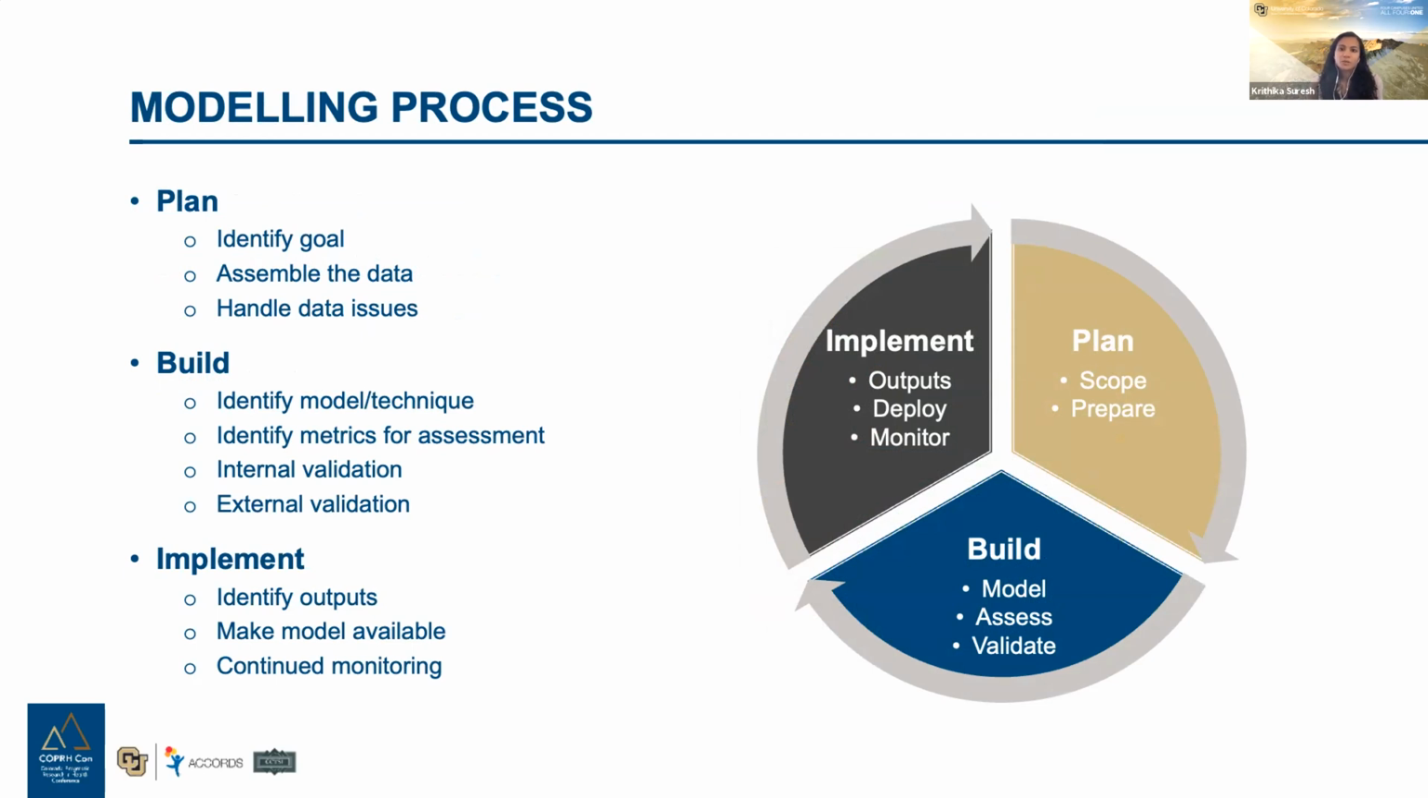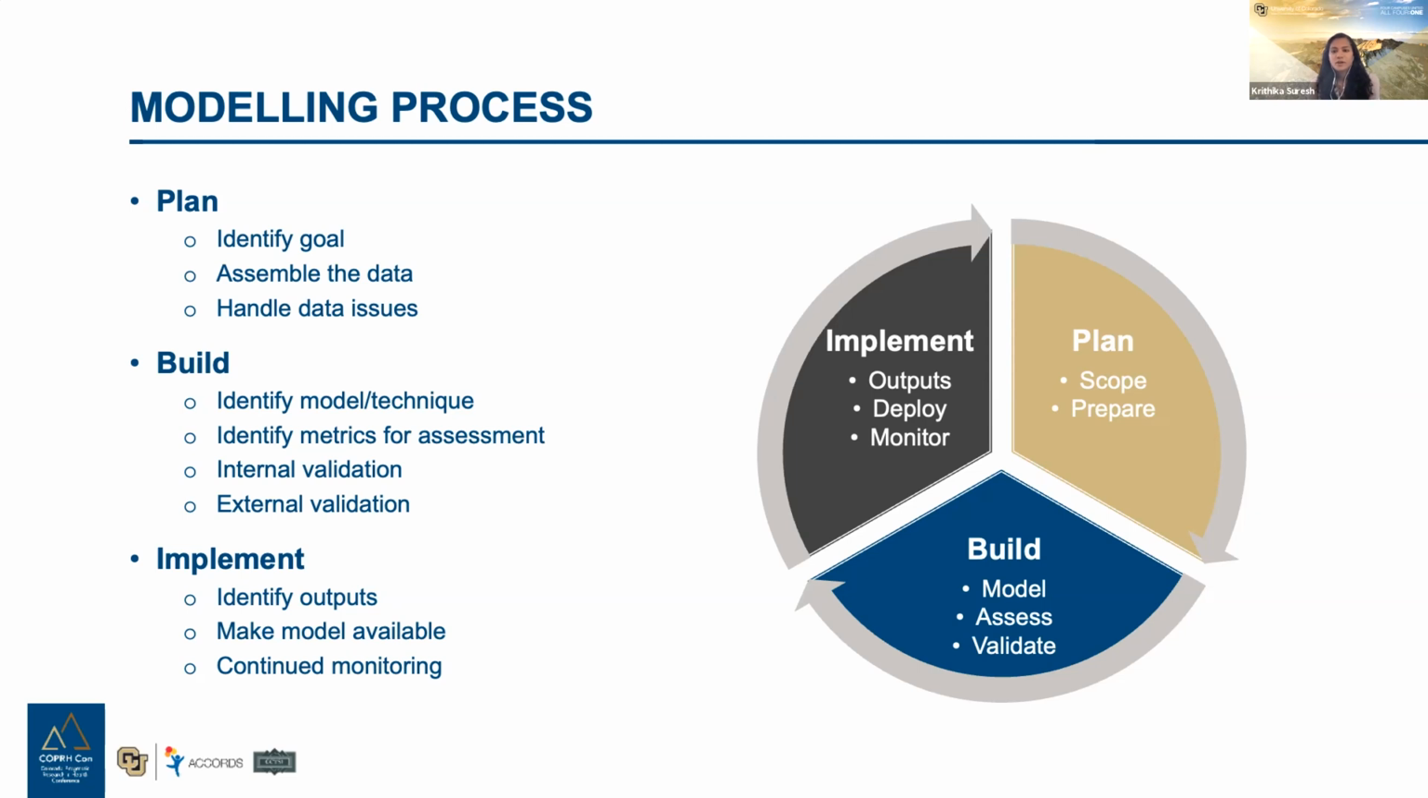Then we have the build stage, where we start to identify the model or algorithm we're going to use for developing a prediction model. We're going to talk about assessing the performance of that model using internal or external validation. Then in the implement stage, the outputs of the prediction model are identified. For example, do you want a predicted probability? Do you want a risk score? From that, we ideally want to be able to deploy these models, so make them available for people to use. And in the event that you're using a real-time model, we want to have continued monitoring of this prediction model over time to make sure that the performance is still adequate.